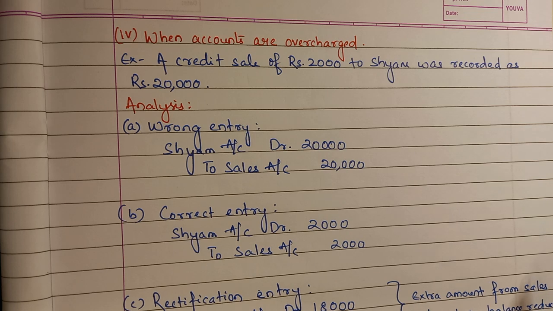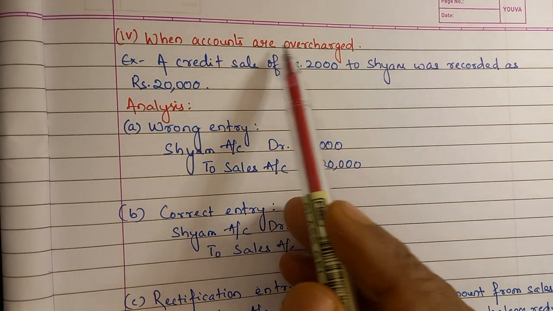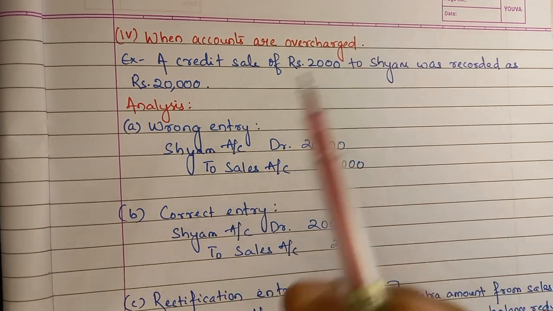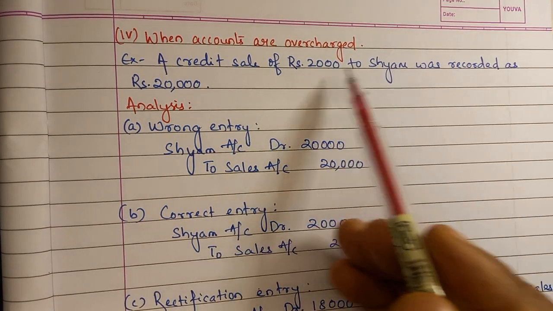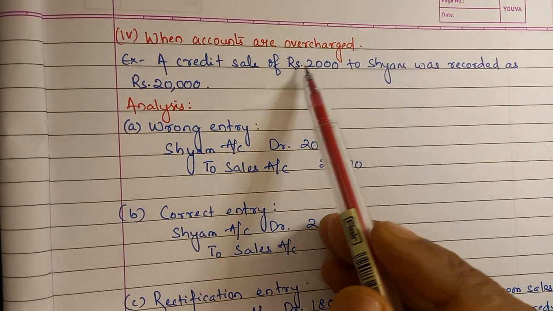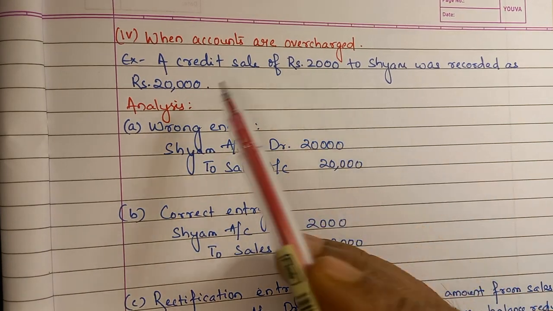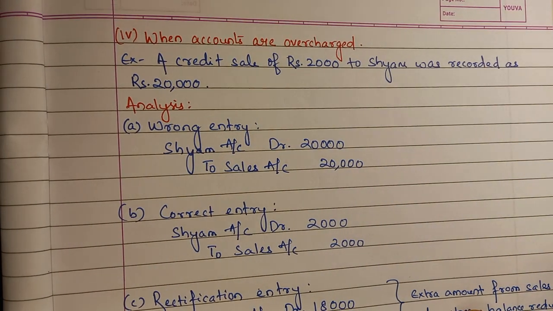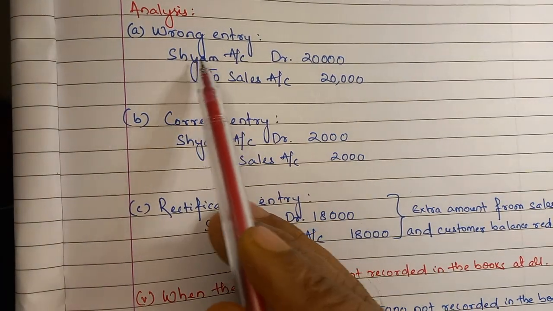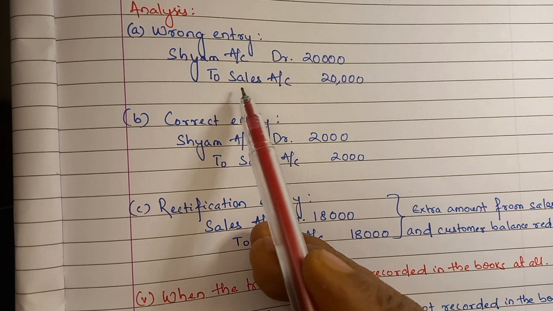Coming to the next situation, when accounts are overcharged. So we saw the previous example, that is undercharged. Now it is overcharged. A credit sale of rupees 2,000 to Sam was recorded as rupees 20,000. So if you see here, 2,000 rupees sales has been recorded as 20,000. Now let's do the analysis here. Wrong entry posted is Sam account debited 20,000 to sales account 20,000.